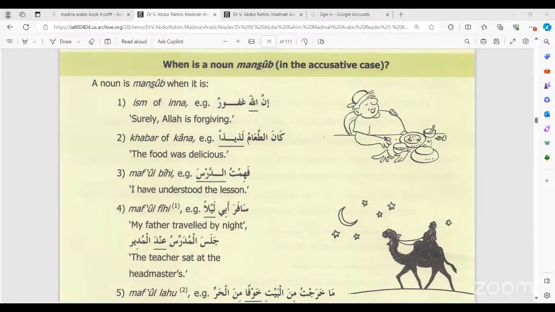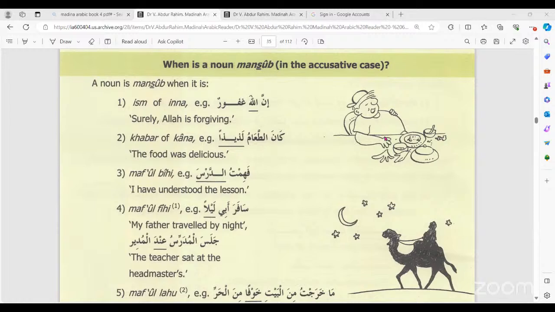So the correction is this: inna is a particle. Kana is not a particle. It's a verb, right? Yes, an imperfect verb. Exactly. So this is something we need to remember.